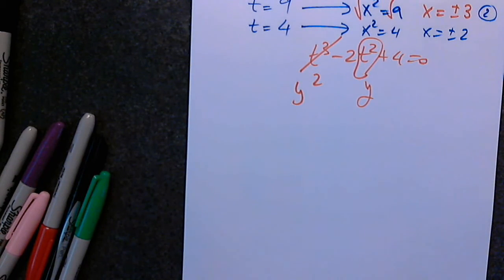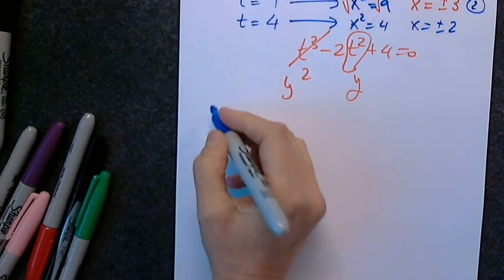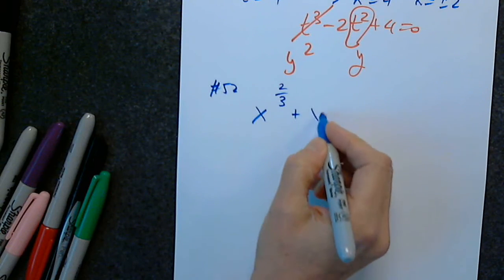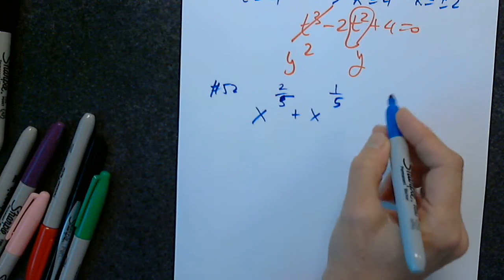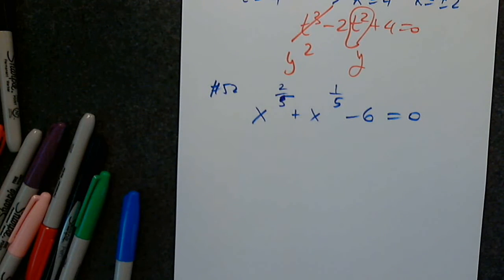Anything else? Do you think we need another example of this kind? Yes. Very good. So let's take a look at 52, in which we have x to 2/5 plus x to 1/5 minus 6 equals 0. I have no idea where to start, right? Because I see exponents that are fractions, but every exponent that is a fraction, what does this really mean?